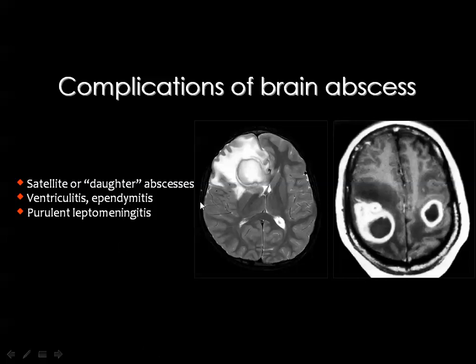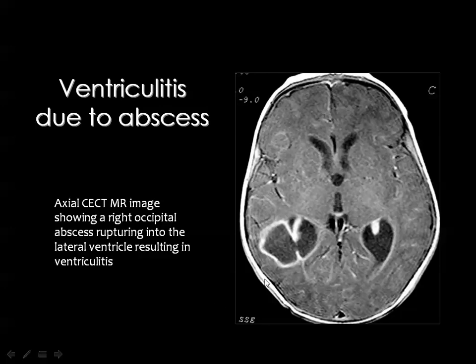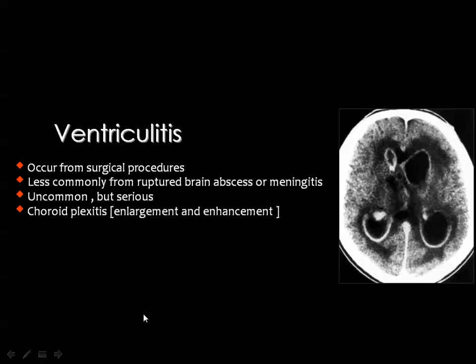The infection may spread to the ventricle, resulting in ventriculitis and ependymitis, or may extend outside, reaching the meninges, leading to virulent leptomeningitis. This is an example of a brain abscess in the temporooccipital area, ruptured inside the ventricle. You see enhancement of the ventricular wall on both sides, denoting the development of ventriculitis or ependymitis. Now, I have said that ventriculitis is an easy diagnosis whenever you see that the ventricular wall is thickened and contrast enhanced.